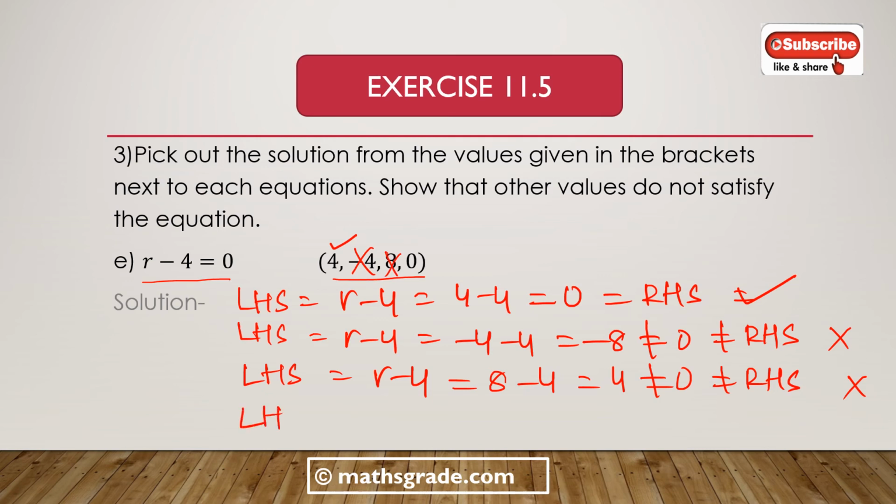Now substitute r equal to 0 in the equation r minus 4 equal to 0. The left hand side is r minus 4. Substituting r equal to 0, it becomes 0 minus 4, and 0 minus 4 is minus 4. Minus 4 is not equal to 0, which is not equal to the right hand side. So this is also not possible. r equal to 0 is not the solution for the given equation, r minus 4 equal to 0. So r equal to 4 is the only solution for the given equation, r minus 4 equal to 0.